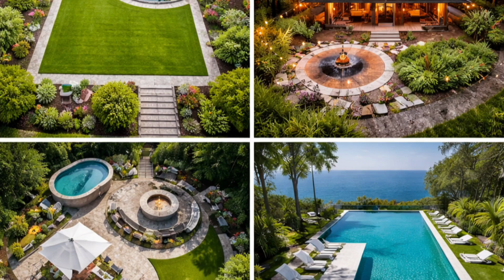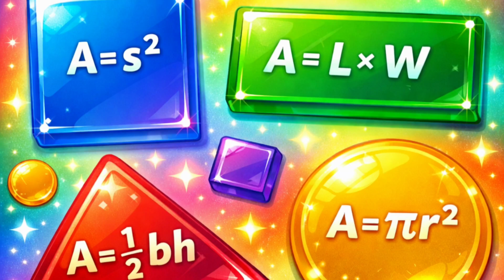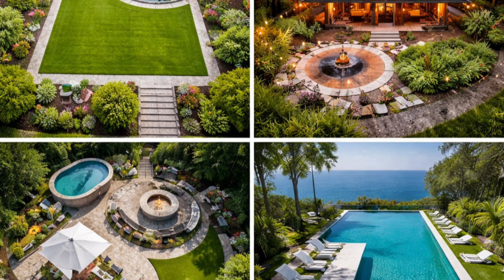Let's start with the basics. A square has all sides equal. To find its area, simply multiply one side by itself. For example, if a square has sides of 5 centimeters, the area is 5 times 5, which equals 25 square centimeters.